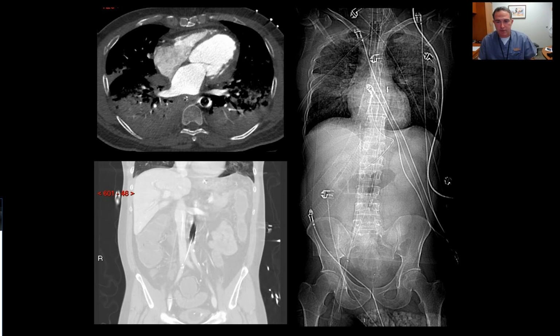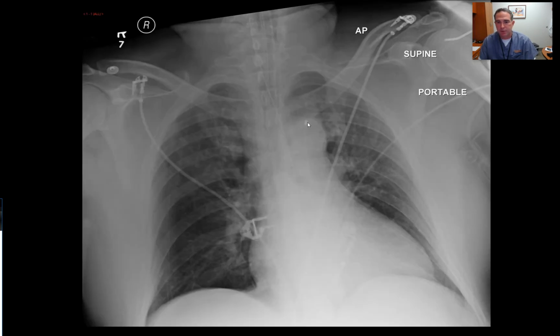Okay, back on. We're on IABP. You can see it's a little bit low here, pretty low. That's what it looks like on CT. This one's too high, could be covering the left subclavian.